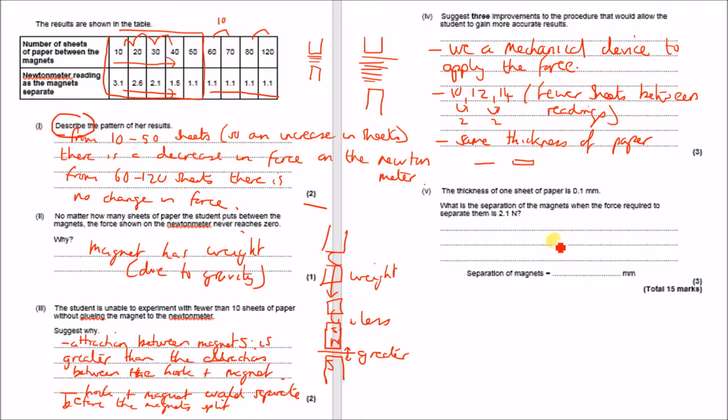Right, the thickness of one sheet of paper is 0.1 millimeters. What is the separation of the magnets when the force required to separate them is 2.1 newtons? Right, so we know that 2.1 newtons, according to our table, is this part here. So 30. So 2.1 newtons is equal to 30 sheets. So again, I'll look up here. 2.1 newtons gives us 30 sheets. One sheet is 0.1 millimeters. If we've got 30 sheets, then 30 times 0.1 will give us 3 millimeters, and the answer is 3 millimeters.